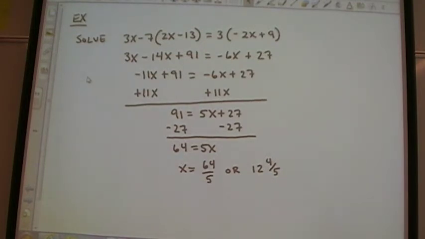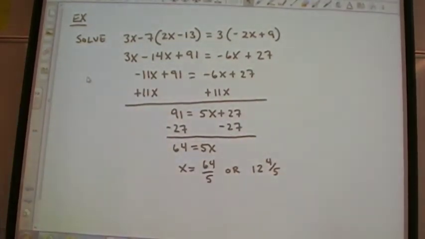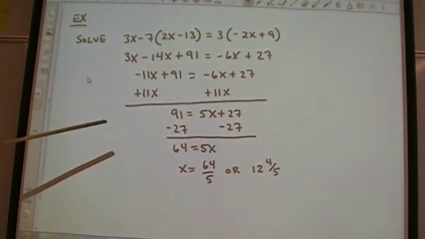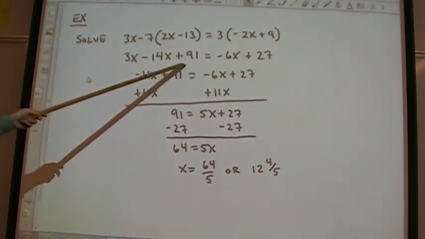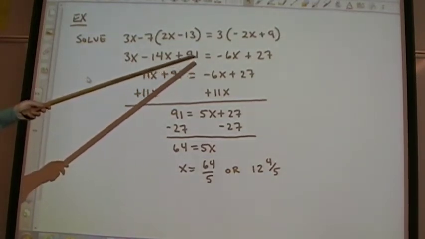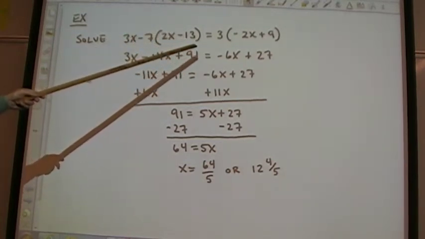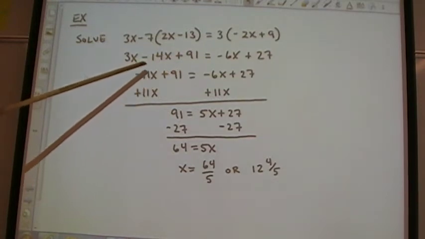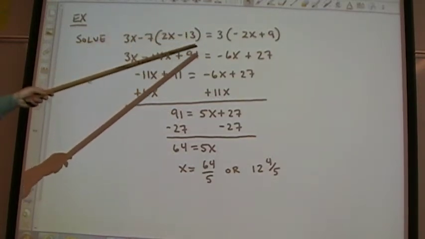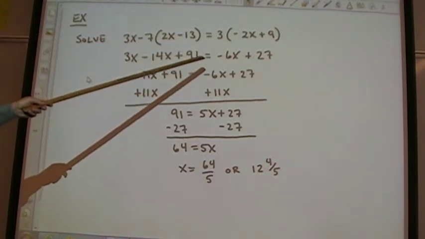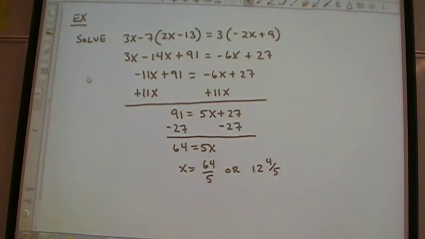There is a problem like this on the quiz. And I saw a lot of this last year, so be careful of it. I saw a lot of minus 91s here. They didn't take the minus with it the second time through. Alright, so make sure you distribute this. You get minus 14x plus 91. Alright. Distribute the 3 over here, you get minus 6x plus 27.